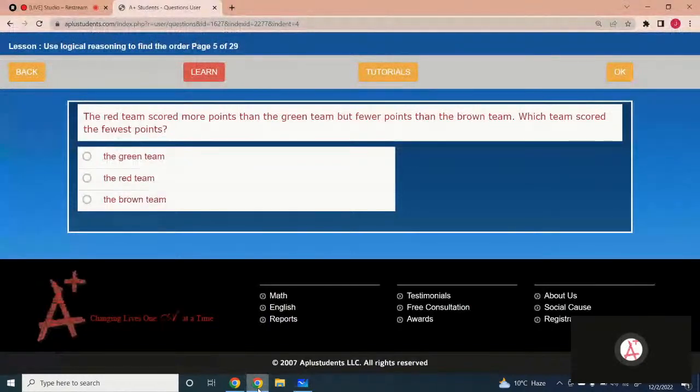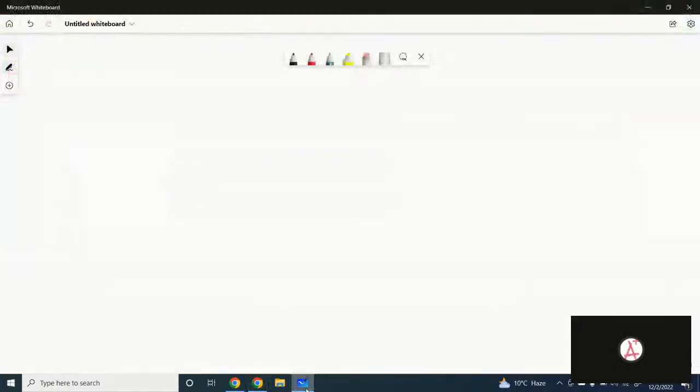Okay, the next one is, the red team scored more points than the green team, but fewer points than the brown team. Which team scored the fewest points? Okay, red team has more than green team. That means green has fewer and red has more.